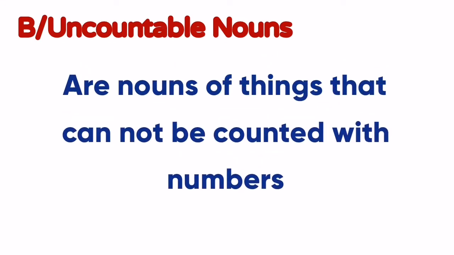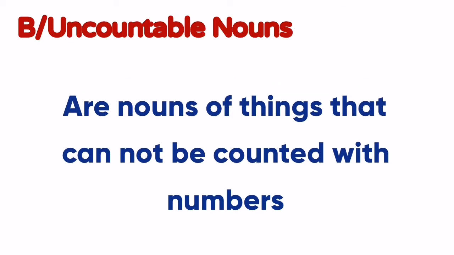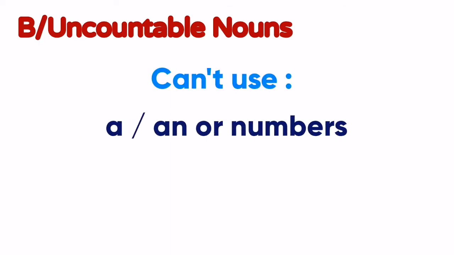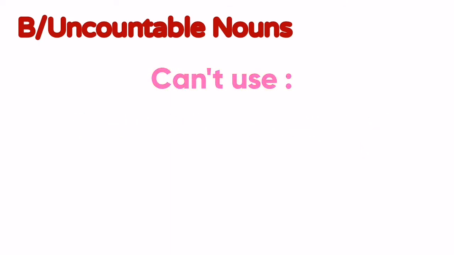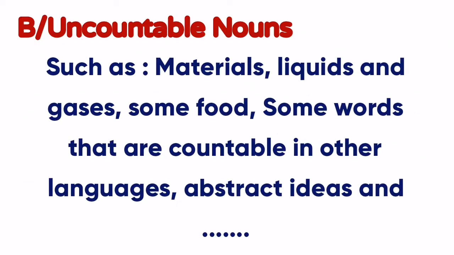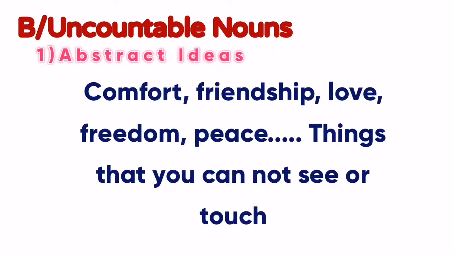Now, let's talk about uncountable nouns. Uncountable nouns are nouns of things that can't be counted with numbers. That means we can't use the determiners a or an or numbers. Uncountable nouns generally are nouns such as materials, liquids and gases, some food, abstract ideas, and more. Abstract ideas are things that we can't see nor touch, for example friendship, love, peace, freedom, and more. So abstract ideas are uncountable nouns.